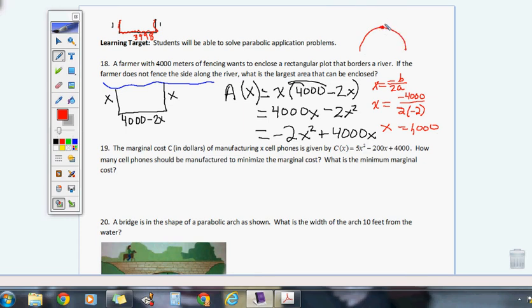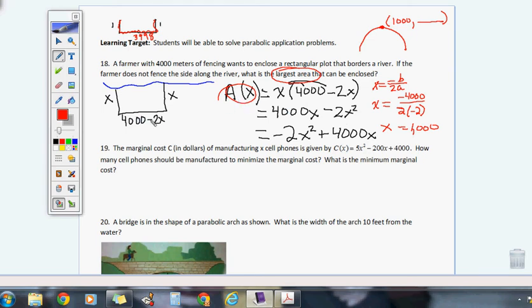It's going to have a certain value here. The x value is 1,000, and then the y value here is the answer to the problem, because they want to know what is the largest area. That's the y value for the problem. So there's two ways you can do that. You can literally take the x and plug it in here and plug it in there. That'll give you the area.